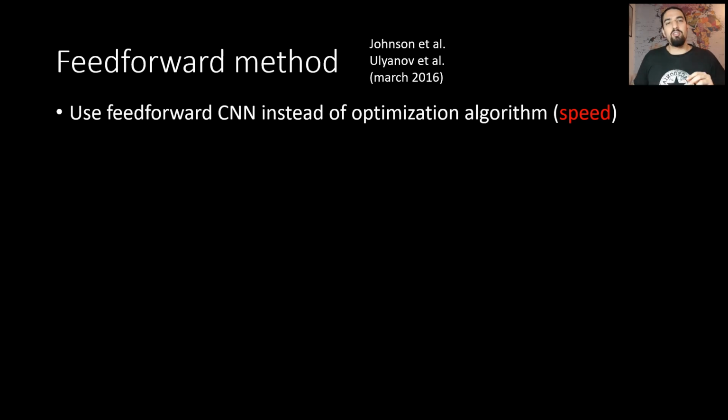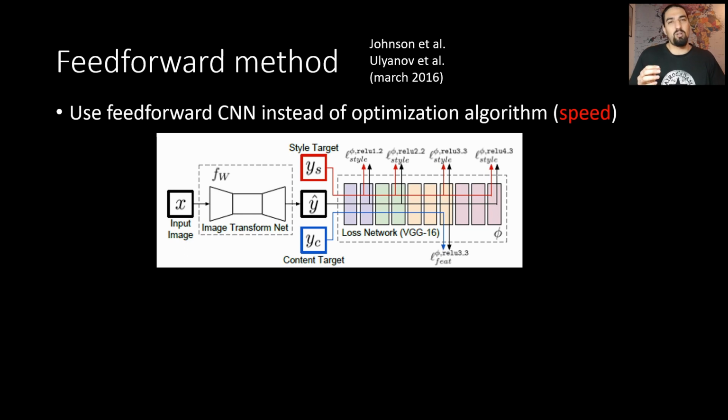And there were basically two independent papers that implemented this idea back in March 2016, and those were by Johnson and by Ulyanov. And I'll show Johnson's method here because it's conceptually simpler, a bit higher quality, but a bit lower speed. So the method goes like this. So we're optimizing this image transform net's weights and not the pixels in the image space.